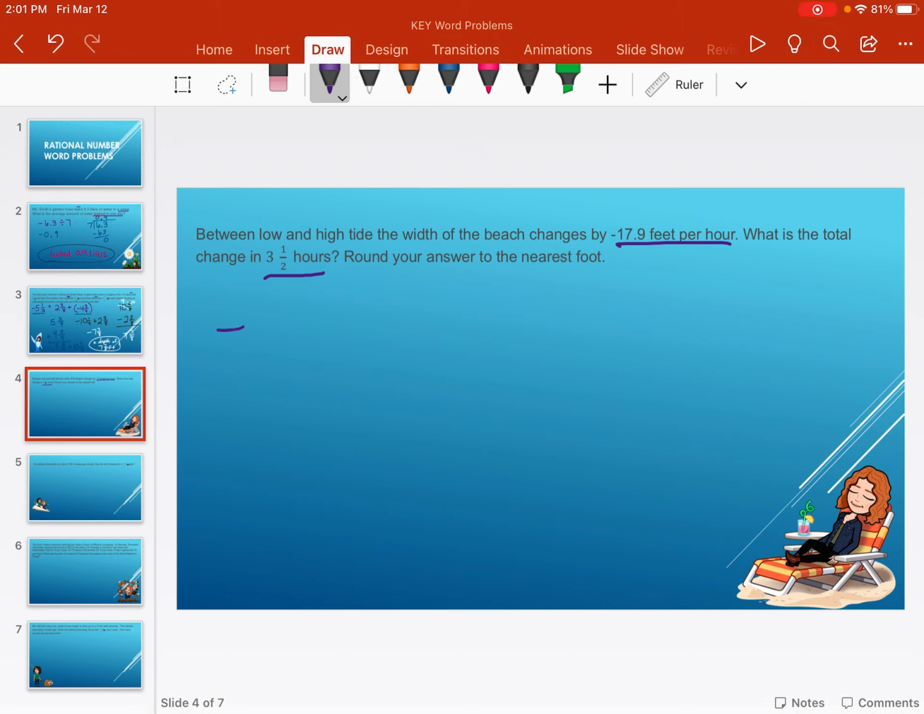So I'm going to do the -17.9 times 3.5. You can go fractions or decimals. I'm thinking I'm going to go decimals because I know 1/2 as a decimal is 0.5. So this is really -17.9 times 3.5.